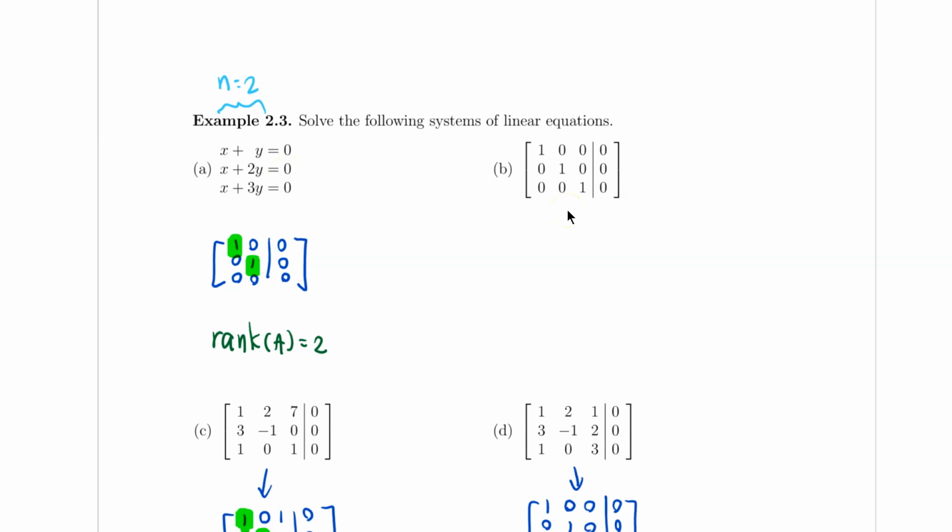For this one, well, this is already in the reduced row echelon form. I have that the rank of my matrix is going to be 3. And that's the same as the number of variables, so that's the same as the number of columns that we have here. So that means only the 0 vector is going to be the solution to this one.